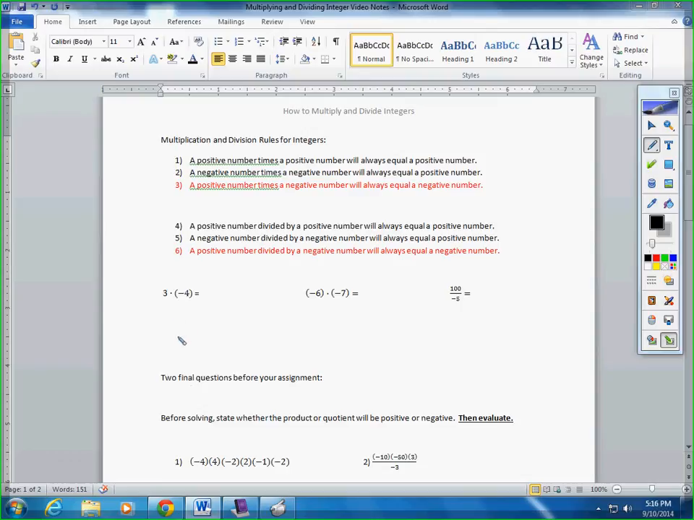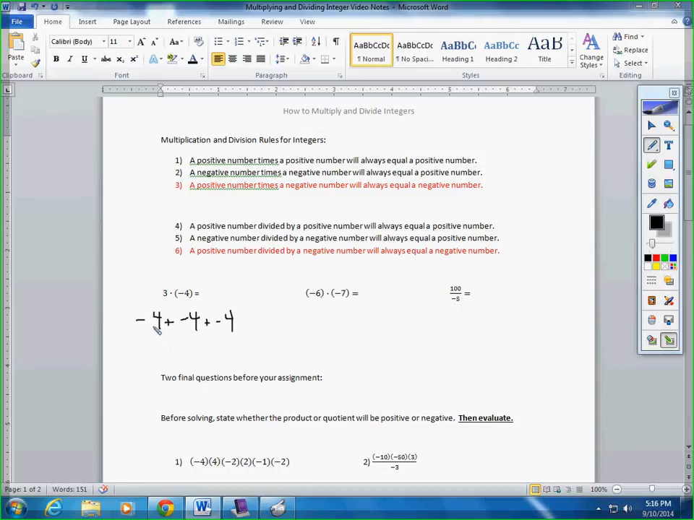3 times negative 4. In case any of you were wondering, because I'm sure you all were, I'm going to prove to you here why a positive number times a negative number has to be negative. Multiplication, as you know, and as you learned a long time ago, is just addition. So what you have here is 3 negative 4s. So in case you wanted to write it all out, you can make it look like this. Negative 4 plus negative 4 plus negative 4.